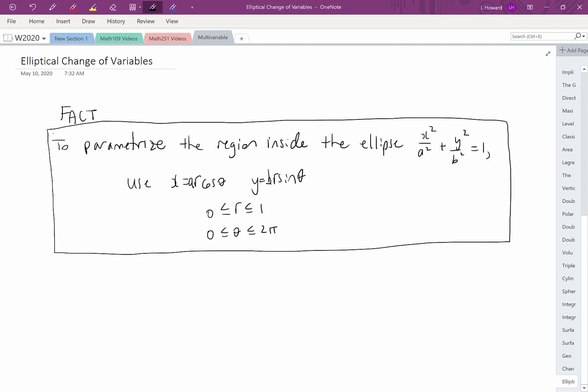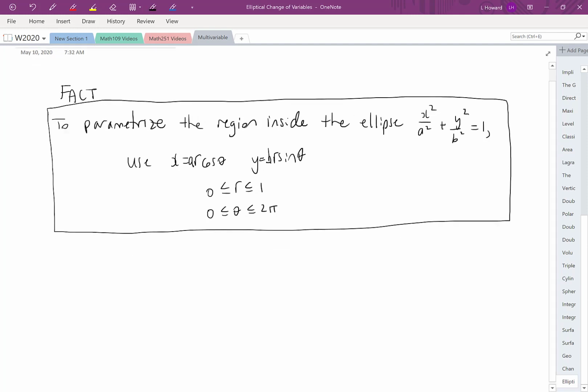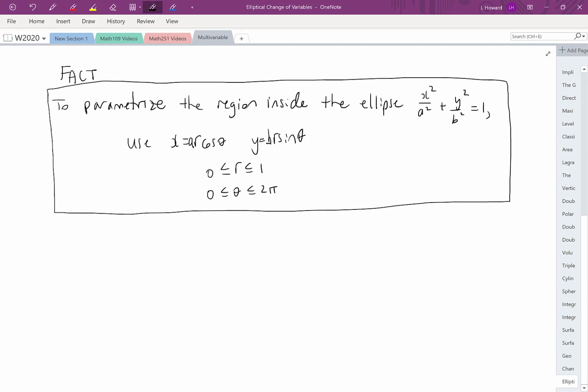So a change of variables that we can use to describe this region is to say x equals ar cos theta and y equals br sine theta, where a squared and b squared are what we see in the denominators here. And the r and theta values here will range between 0 and 1 for the radius values and 0 and 2 pi for our angle. So let's see if we can draw a picture of this geometrically and try to understand this parametrization.